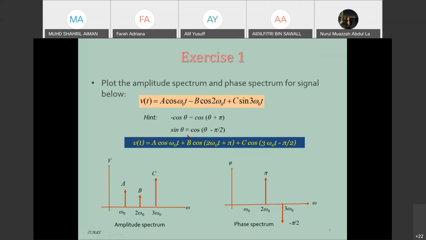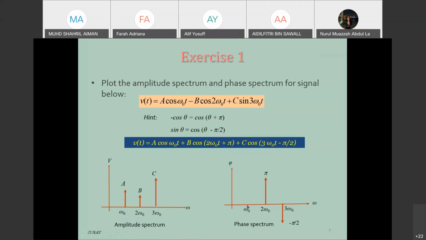So sine theta is equal to cos of theta minus pi over 2. Okay, so you plot A, B, C, omega naught, 2 omega naught, and 3 omega naught, and the theta here. Some of the books also use phi. You can use either symbol because it represents the angle, the degree or the phase.